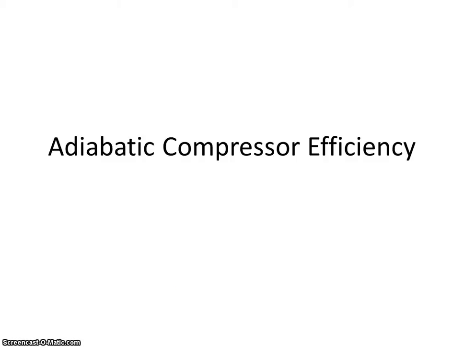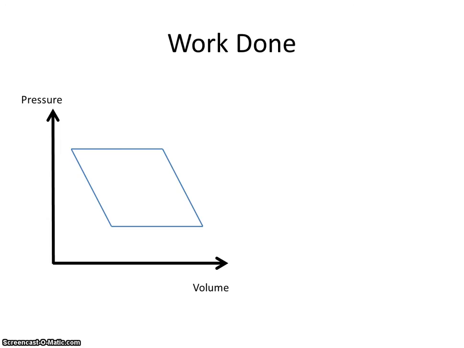We're going to see if we can get an expression for the efficiency of a compressor. That's an adiabatic compressor, and by extension an adiabatic turbine. So if we have a PV diagram, and we're at some state P1, V1, T1, and I compress the gas adiabatically, that means PV to the power gamma is a constant. Then I should come to P2, V2, and T2.